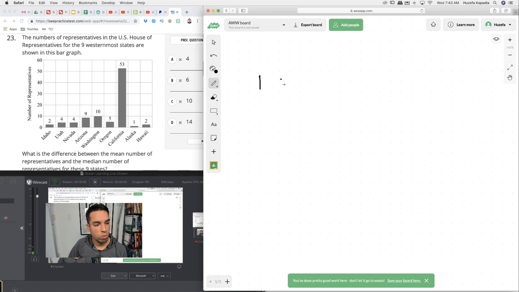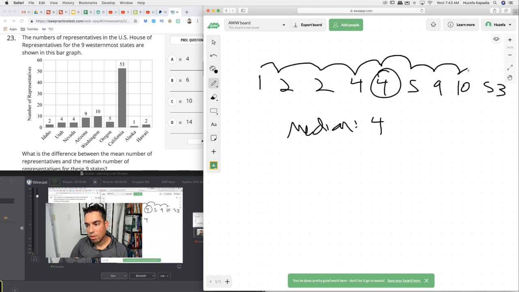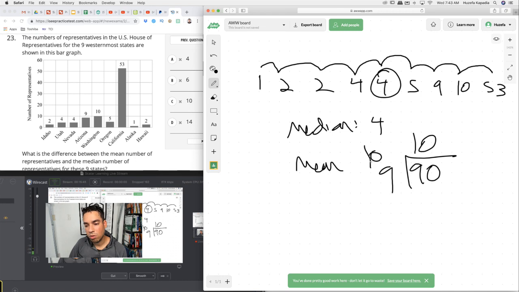So I'll write it in order: 1, 2, 2, 4, 4, 5, 9, 10, 53. Okay, and the middle is 4. So the median is 4. Now let's calculate the mean. We add them all up: 3, 5, 9, 13, 18, 27, 37, 80, 90, and then it's 90 divided by 9, which is 10. So 10 is the mean, and the difference of the two is 10 minus 4, which is 6.